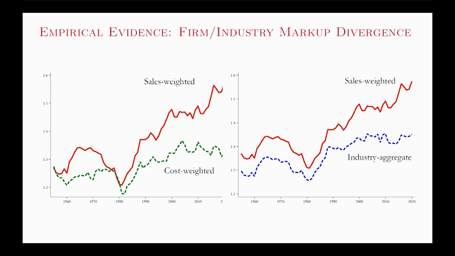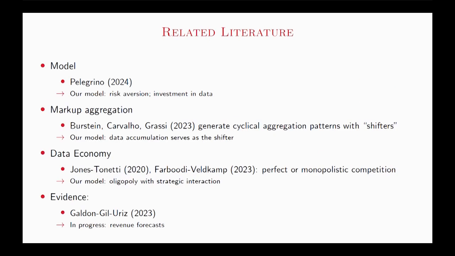And there's a similar kind of disparity between the sales-weighted markup and the industry-weighted markup. And so what I'm going to argue is that if you interpret this through the lens of the framework that I'm going to propose, this allows you to understand why these aggregations are going to be different. So very briefly, we're going to build a model that's based on a beautiful model by Pellegrino, which allows for a very large market of competing firms. It doesn't have to be a two-firm duopoly. You can have thousands of firms in the market.